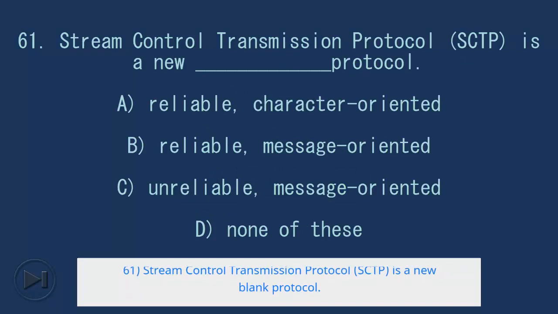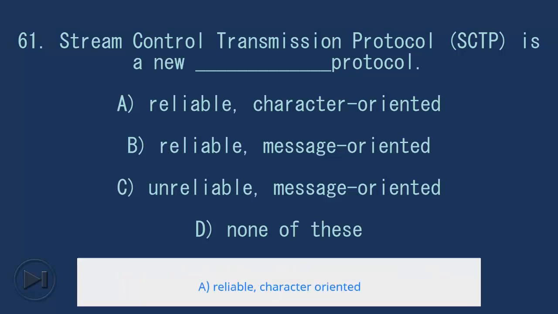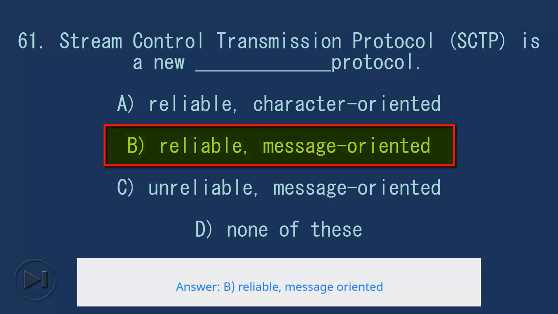61. Stream Control Transmission Protocol, SCTP, is a new blank protocol. A, reliable, character-oriented. B, reliable, message-oriented. C, unreliable, message-oriented. D, none of these. Answer, B, reliable, message-oriented.